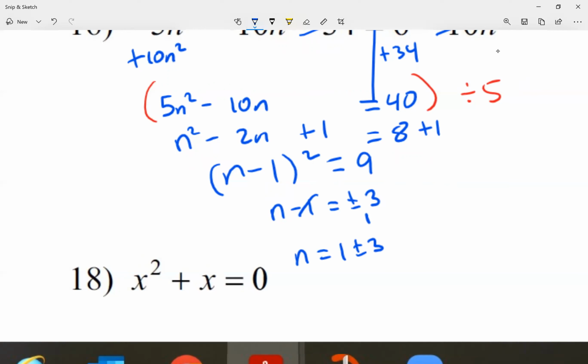For my first answer, let me use the minus sign. 1 minus 3 gives me negative 2. For the other answer, let me use the plus sign. 1 plus 3 gives me 4.